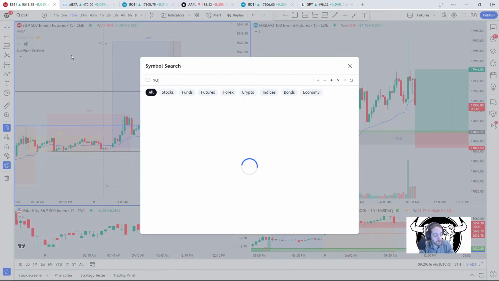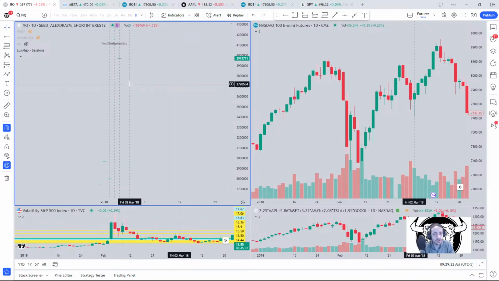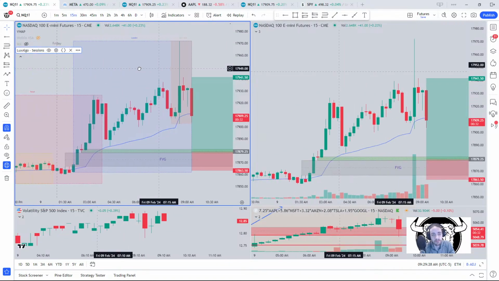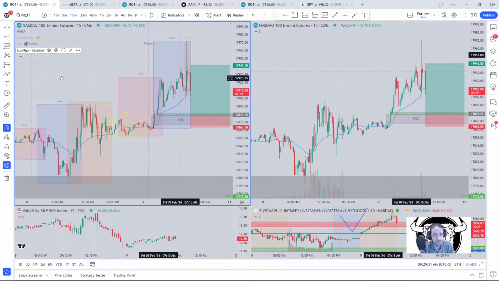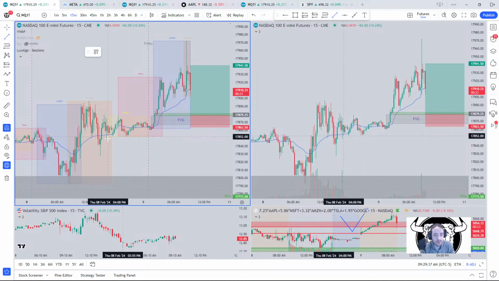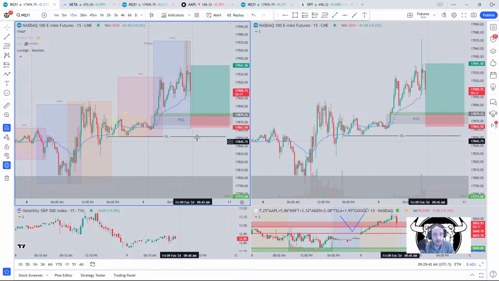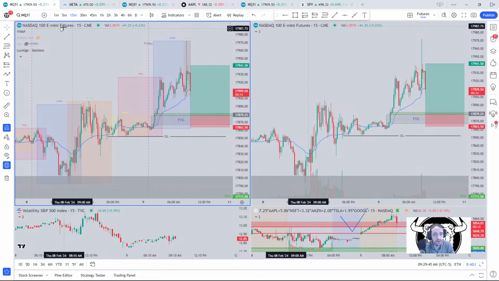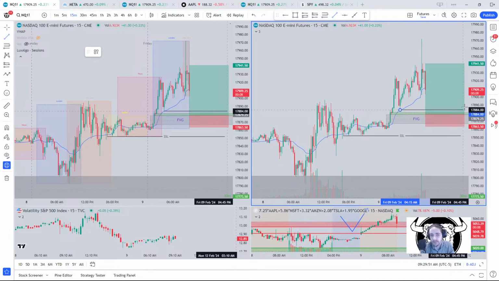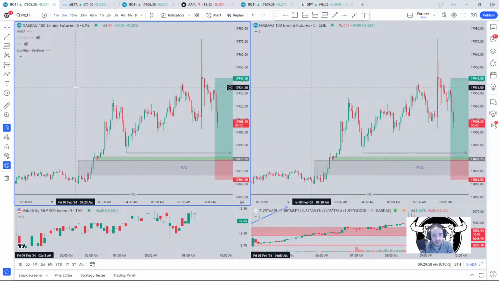I just want to throw NQ on here real quick before the market opens, just so I could see where NQ's highs and lows, different session highs and lows are. Mark that sell side real quick. Alright, yeah, sell side liquidity, buy side liquidity, pretty far on these indices at the moment. A little sell side liquidity right there on NQ.